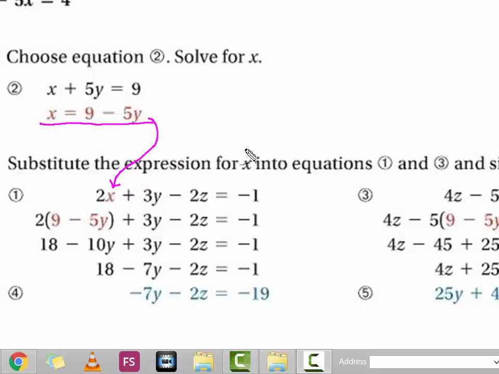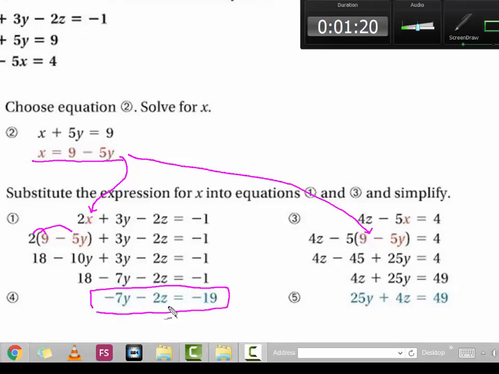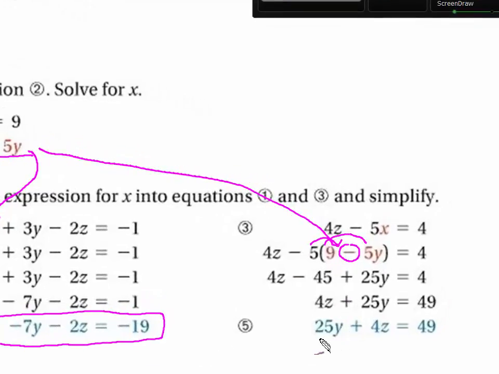And then we put it into this third equation. For z minus 5x, we are doing the same thing. You substitute x with 9 minus 5y. So we distribute, we get 18 minus 10y plus 3y minus 2z. You simplify the whole thing, and we end up getting a new equation, which is minus 7y minus 2z equal to negative 19. And we do the same thing here, we do the distribution. Watch out for this sign, because minus minus we end up getting positive. So after we simplify, we have the new equation, number 5.